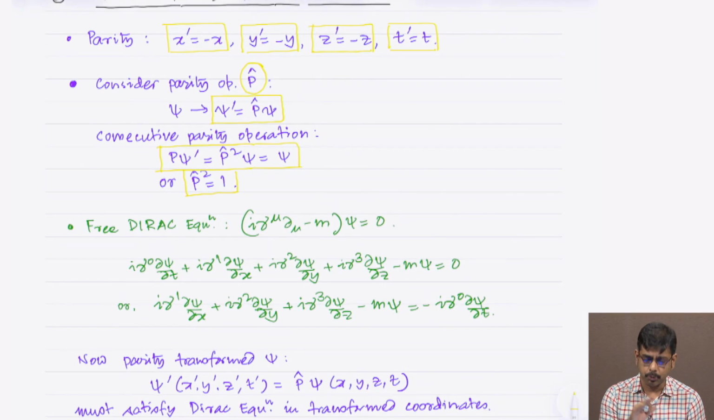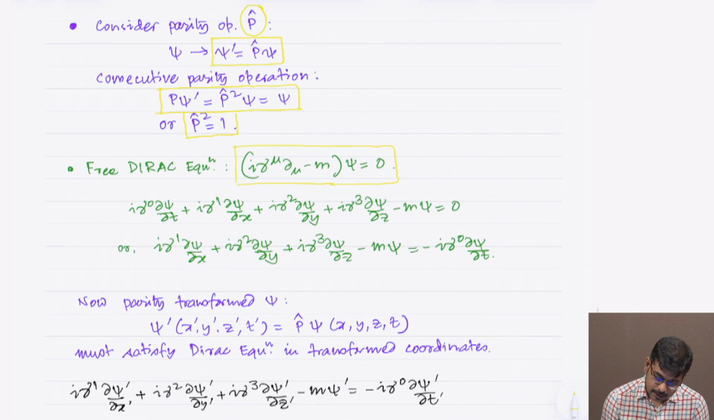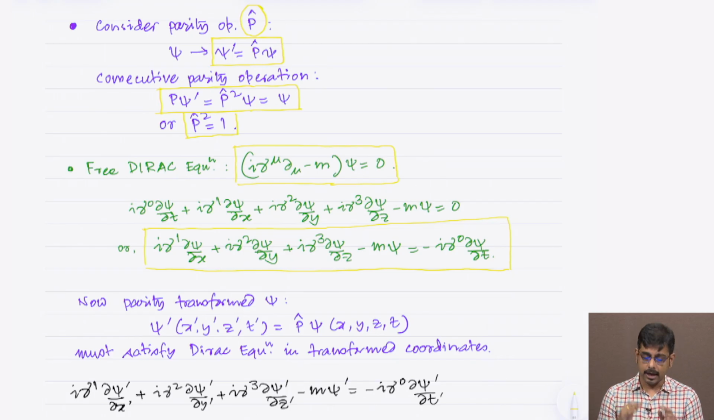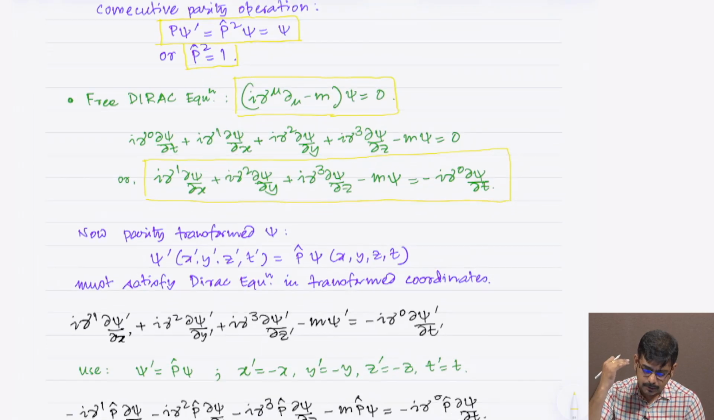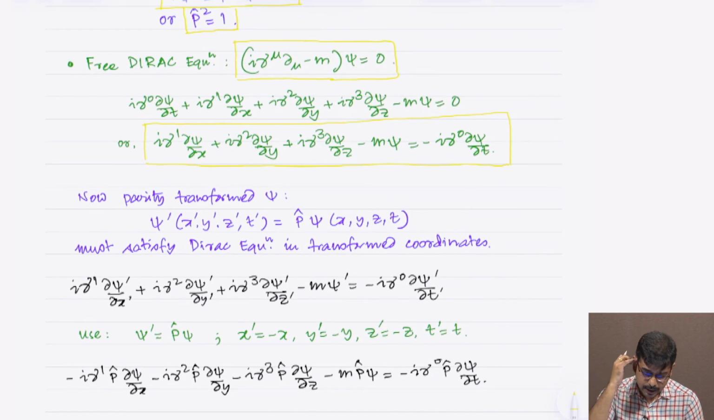In order to do that, we have to remind ourselves of the Dirac equation. So, what is the Dirac equation? The Dirac equation is simply (i gamma^mu del_mu minus m) psi equal to 0. If you write it component-wise, you can expand it further to write i gamma^1 del psi/del x plus i gamma^2 del psi/del y plus i gamma^3 del psi/del z minus m psi is equal to minus i gamma^0 del psi/del t. So this is how you can expand it term by term for the different mu equal to 0, 1, 2, 3 coordinates.